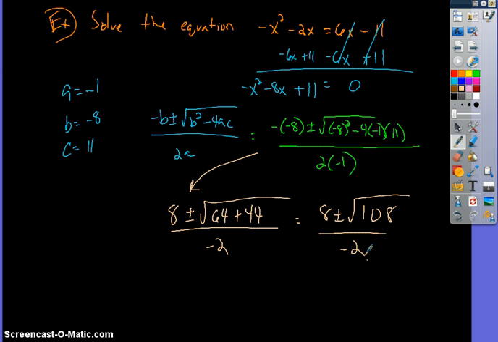108 does have a perfect square in it, and I can figure out what that is. I'm going to call that a decimal. I'm going to go to square root of 108. Before I square root it, let's work with it. 108 is really 36 times 3.